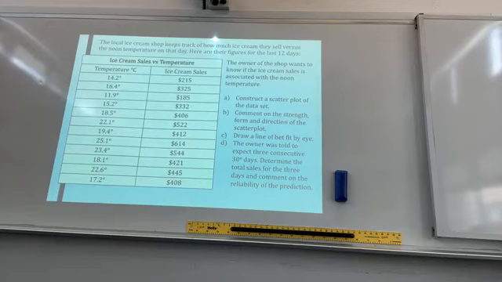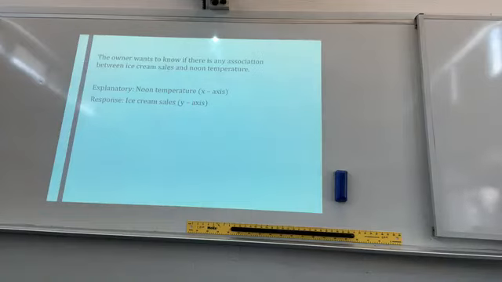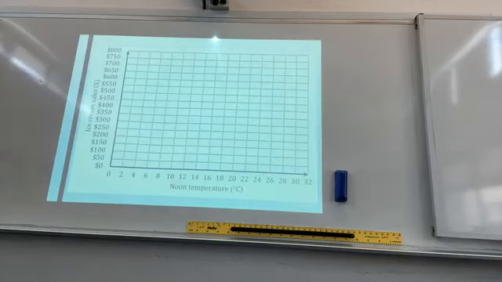In this case, temperature. Because you would think that the higher the noon temperature, the higher the ice cream sale is. Correct? Therefore we know the noon temperature will be the x-axis and the response, ice cream sale, will be the y-axis. All right, plotting it. You should be able to work out your scales properly.